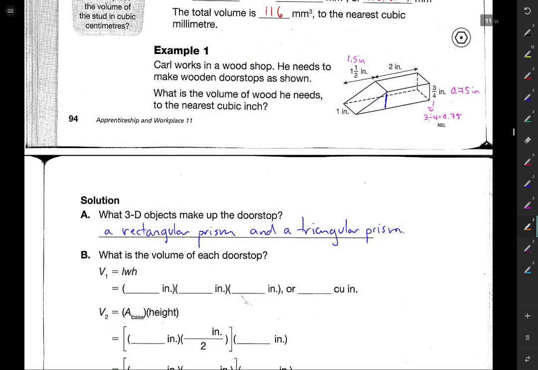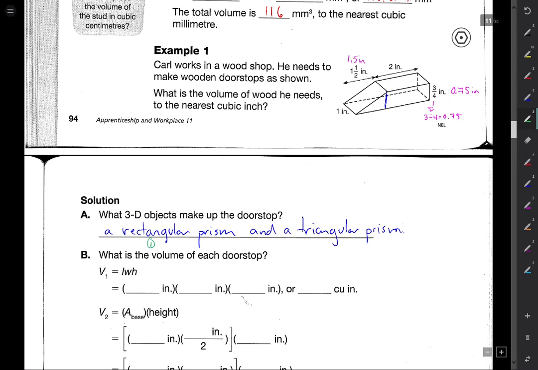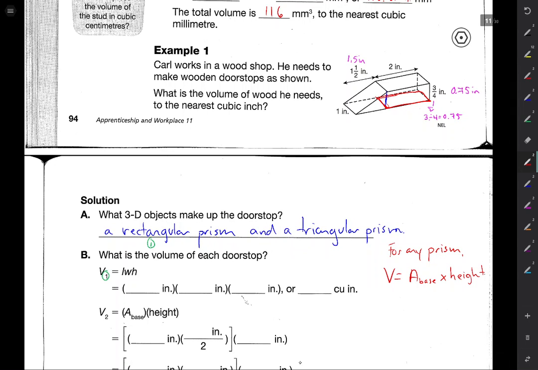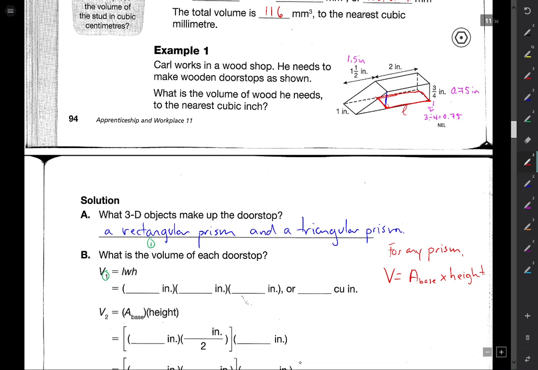So let's start by finding the volume of object number 1, which we're going to consider is the rectangular prism. Remember, for any prism, the volume is equal to the area of the base times the height. So when it comes to a rectangular prism, the base is the shape of a rectangle. So in order to find the area of that rectangle, we're going to have to do length times width, and then we have to times that by the height to get the volume.